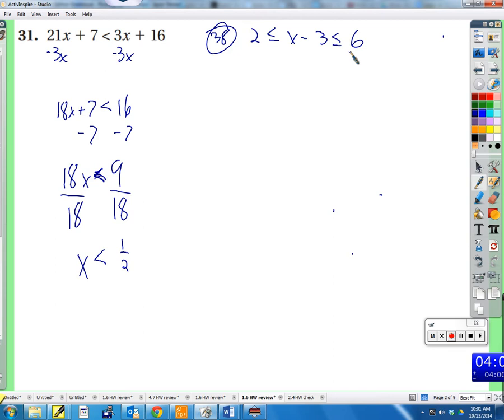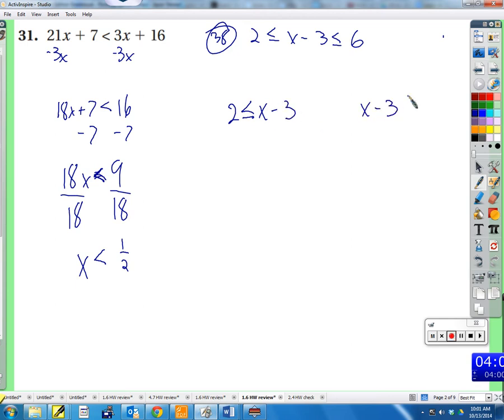Number 38. Let's do this. This is actually two inequalities in one. What two inequalities is this representing? Two is less than or equal to x, and then x minus 3.